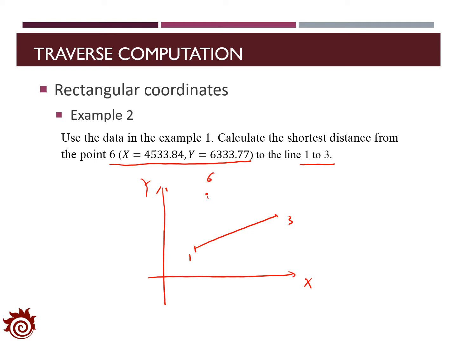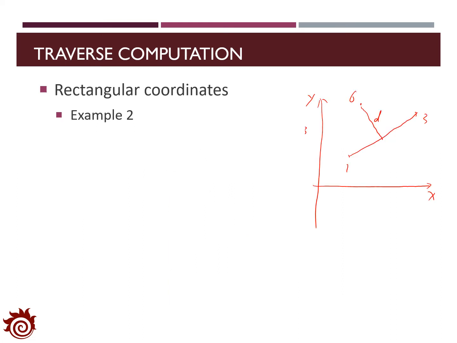And then we want to find out the distance from point 6 to the line 1, 2, 3, which means we need to find out the perpendicular line to the line 1, 2, 3. And the distance of this perpendicular line is the one we want to find. In the solution, we first need to use the equation to identify the line 1, 2, 3 based on their coordinates. That is ax plus by plus c equal to 0.